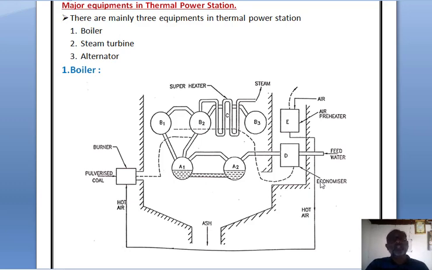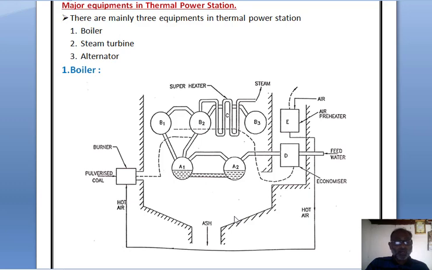So there are three major equipments used in the thermal power station. First boiler, second steam turbine, and third alternator. So first, what is boiler? Boiler is used to produce the steam, or to convert water into the steam.